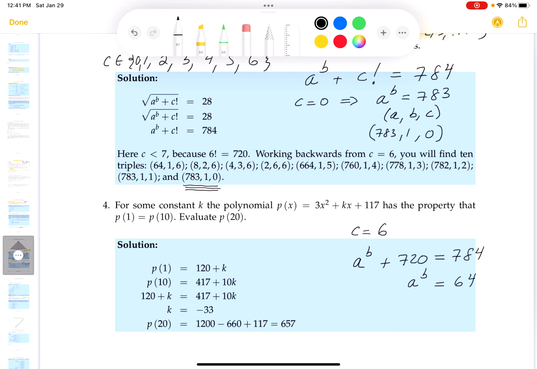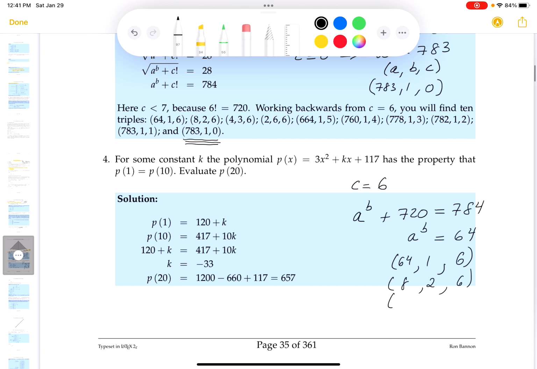All right? And that means I took C to be 6. Question, what's the A and the B now? Well, an easy one would be 64 for A and 1 for B. What's another one I could do? And again, I want to get 64, and it's still going to be 6. I could say 8 squared.